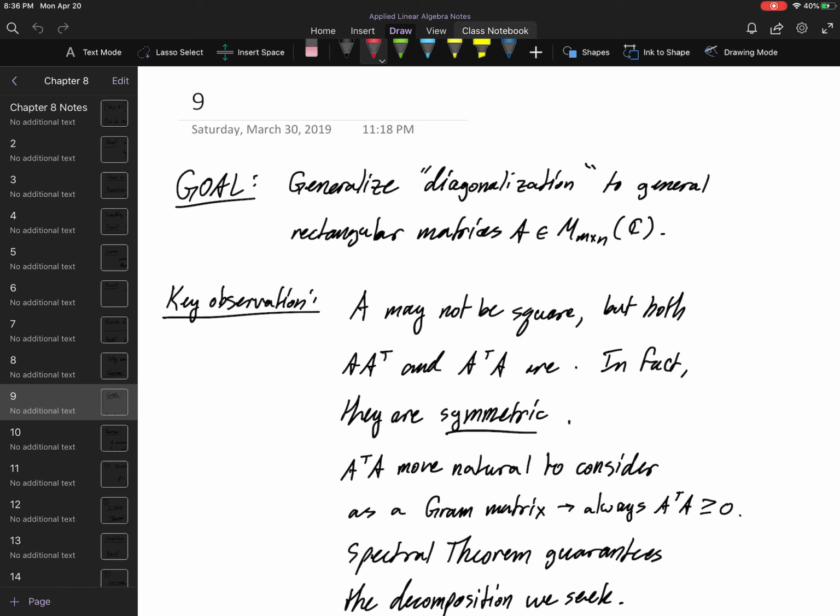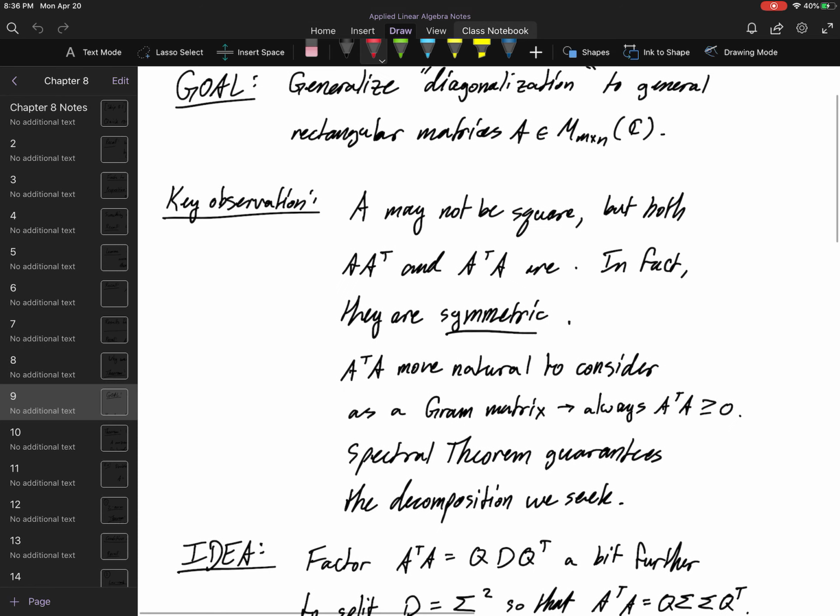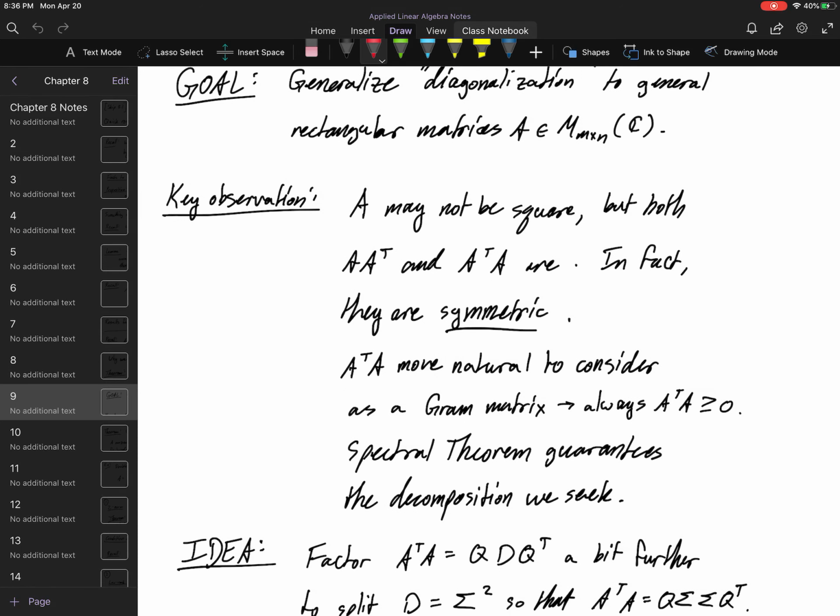And a key observation we'll make is that A, even though it might not be square, both A A transpose and A transpose A are. More to the point, these guys are symmetric. So both of them are diagonalizable. But, as you've seen in your homework, it's more natural to consider A transpose A in this case, because this guy is always positive semi-definite at the very least. So it is a positive matrix, A transpose A.